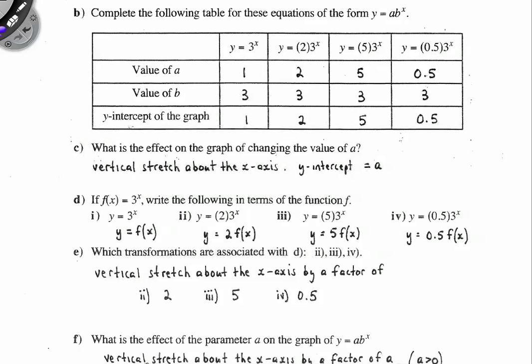So 3 to the 0 is 1. And in this case, 3 to the 0 is 1, so 1 times 2 is 2. So that gives you a y-intercept of 2, and this becomes 1, so 5 ones are 5, and then 0.5 times 1, 0.5 is the y-intercept. What is the effect on the graph of a change in the value of A? Well, we know it's a vertical stretch about the x-axis. The y-intercept is always the value of A, so we know now A is the y-intercept value.